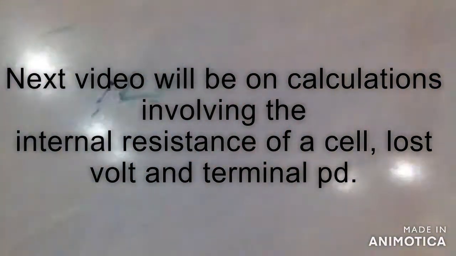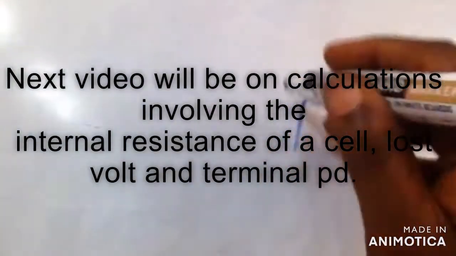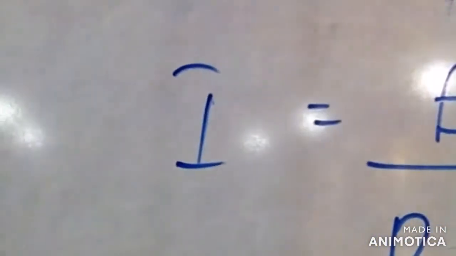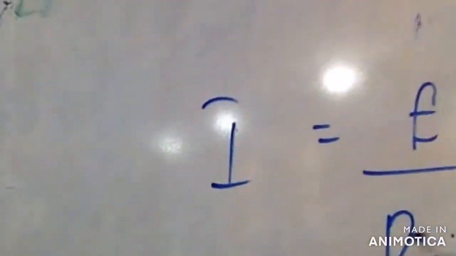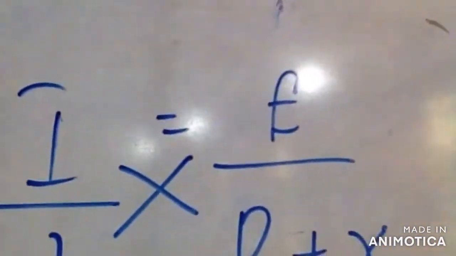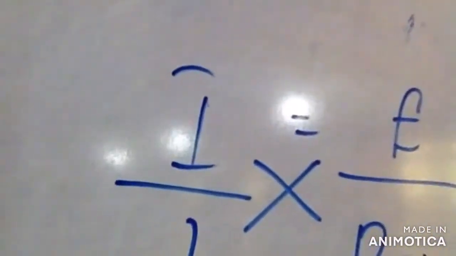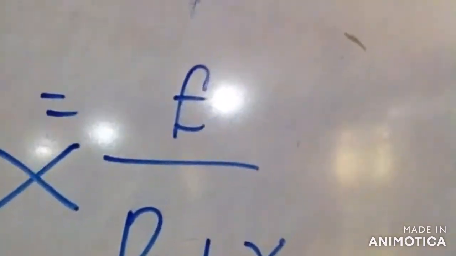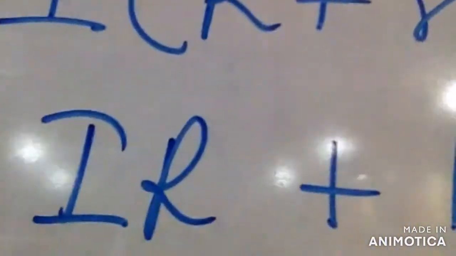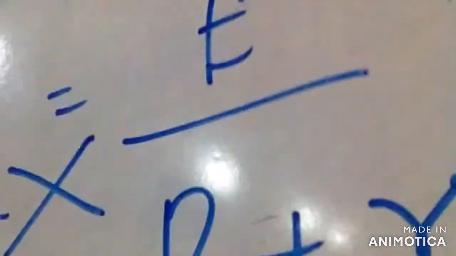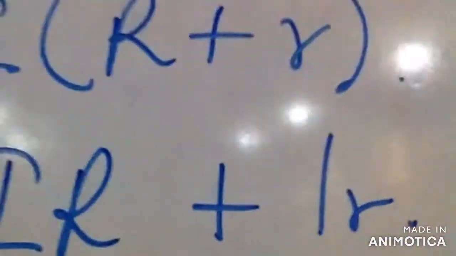Let me clean here so that it will be a bit clearer. So we have current is equal to EMF of the cell divided by R plus small r. Now if I am to cross multiply, I have that E is equal to I bracket R plus small r. And then if I open the bracket, I have IR plus Ir. Now I want you to observe this closely. E is equal to IR plus Ir.